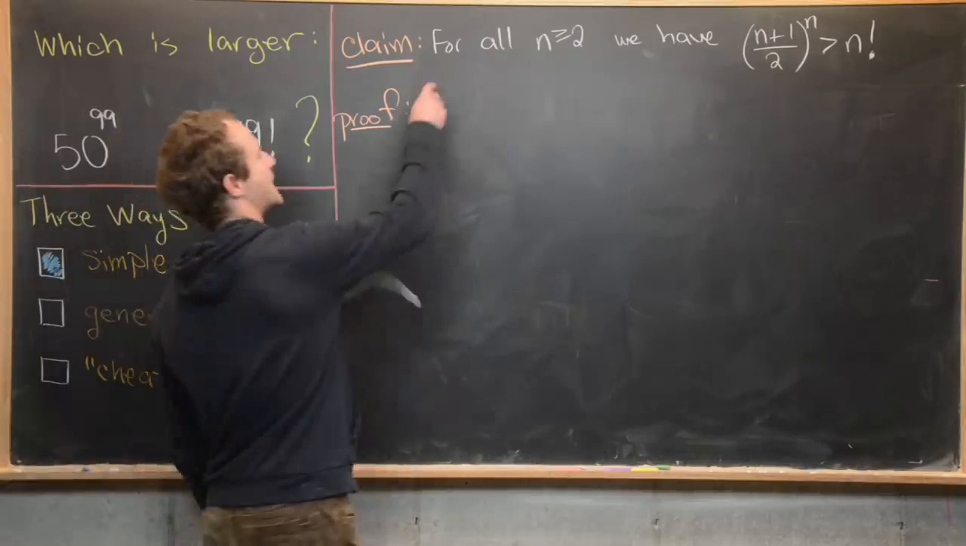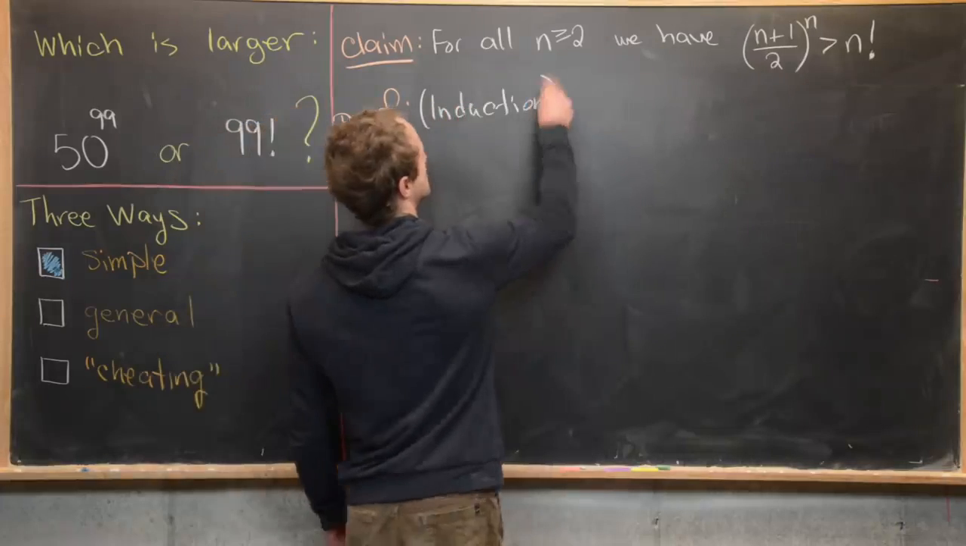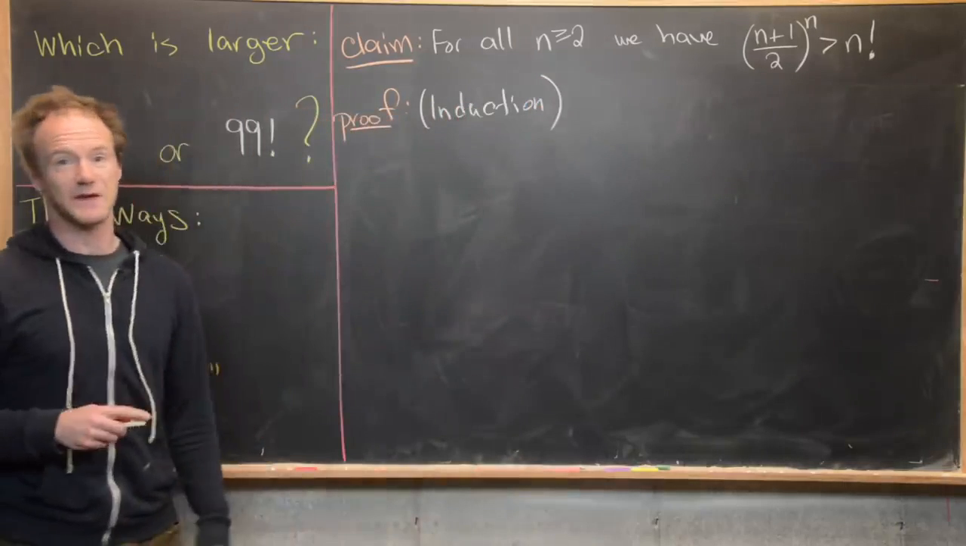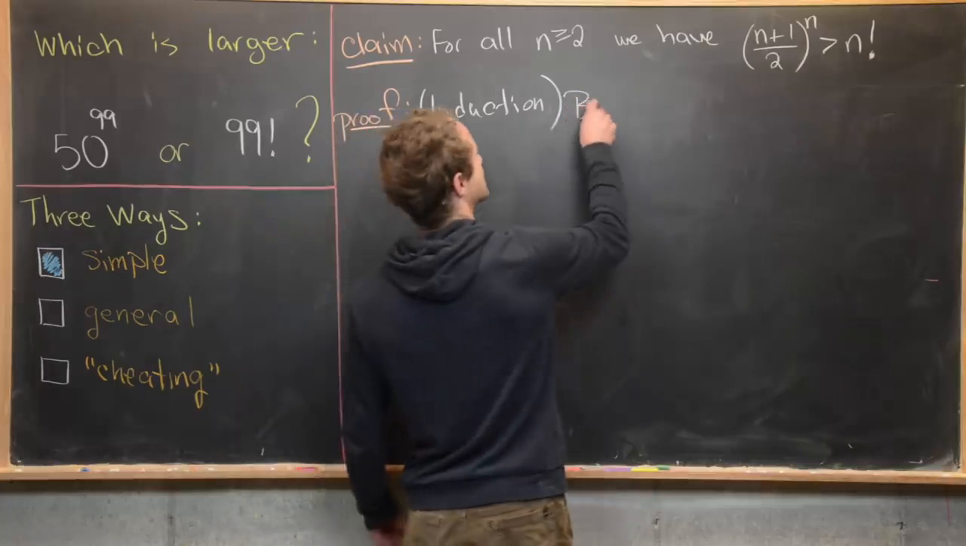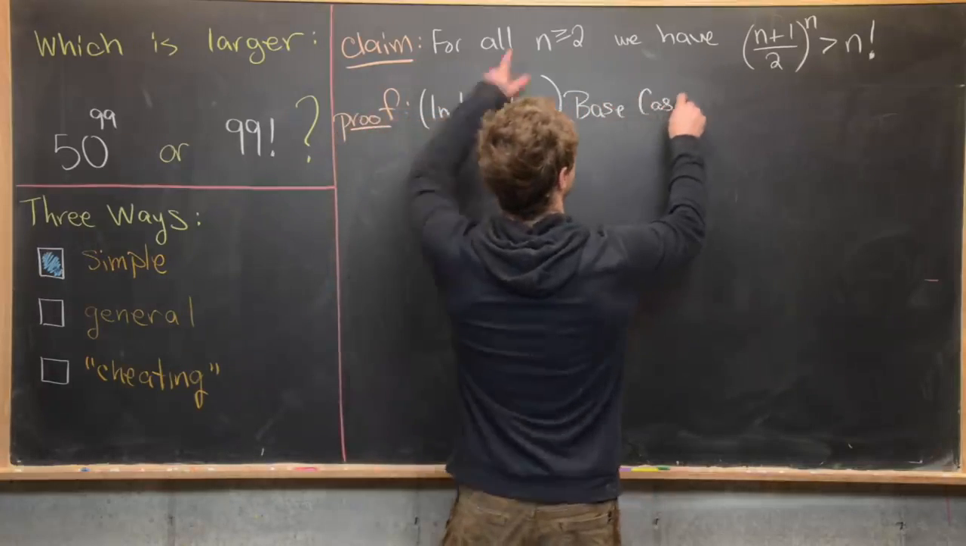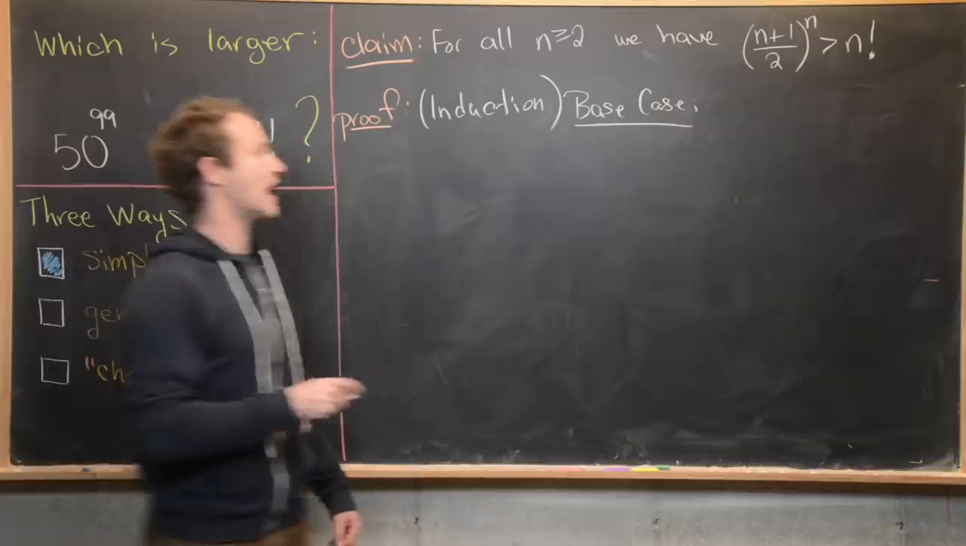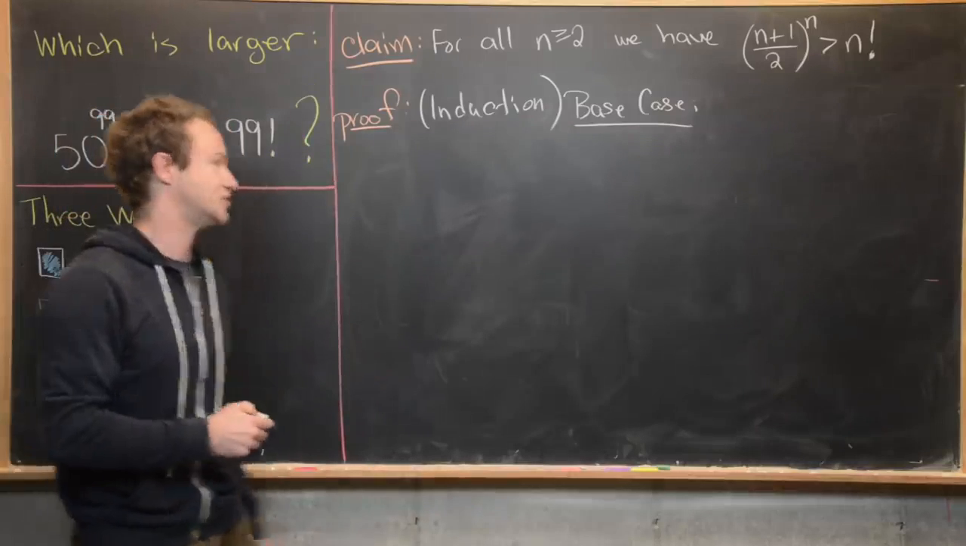So we're going to prove this by induction, meaning that the first step is to prove a base case. And since we're starting at n equals 2, our base case will be the n equals 2 case.